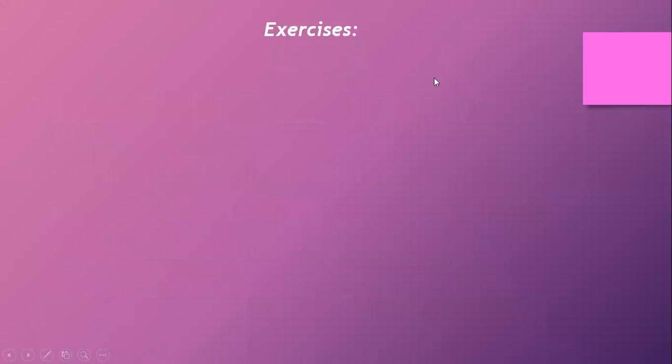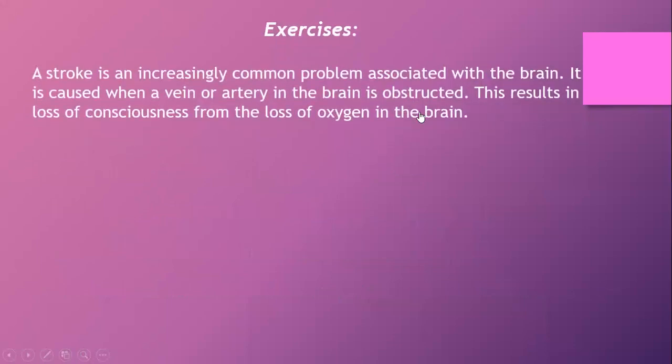Here's an exercise to look at a sentence. A stroke is an increasingly common problem associated with the brain. Do we have medical students here? Okay, so this is more appropriate for the med students. A stroke is an increasingly common problem associated with the brain. It is caused when a vein or artery in the brain is obstructed. This results in a loss of consciousness from the loss of oxygen in the brain. It's quite a wordy sentence.